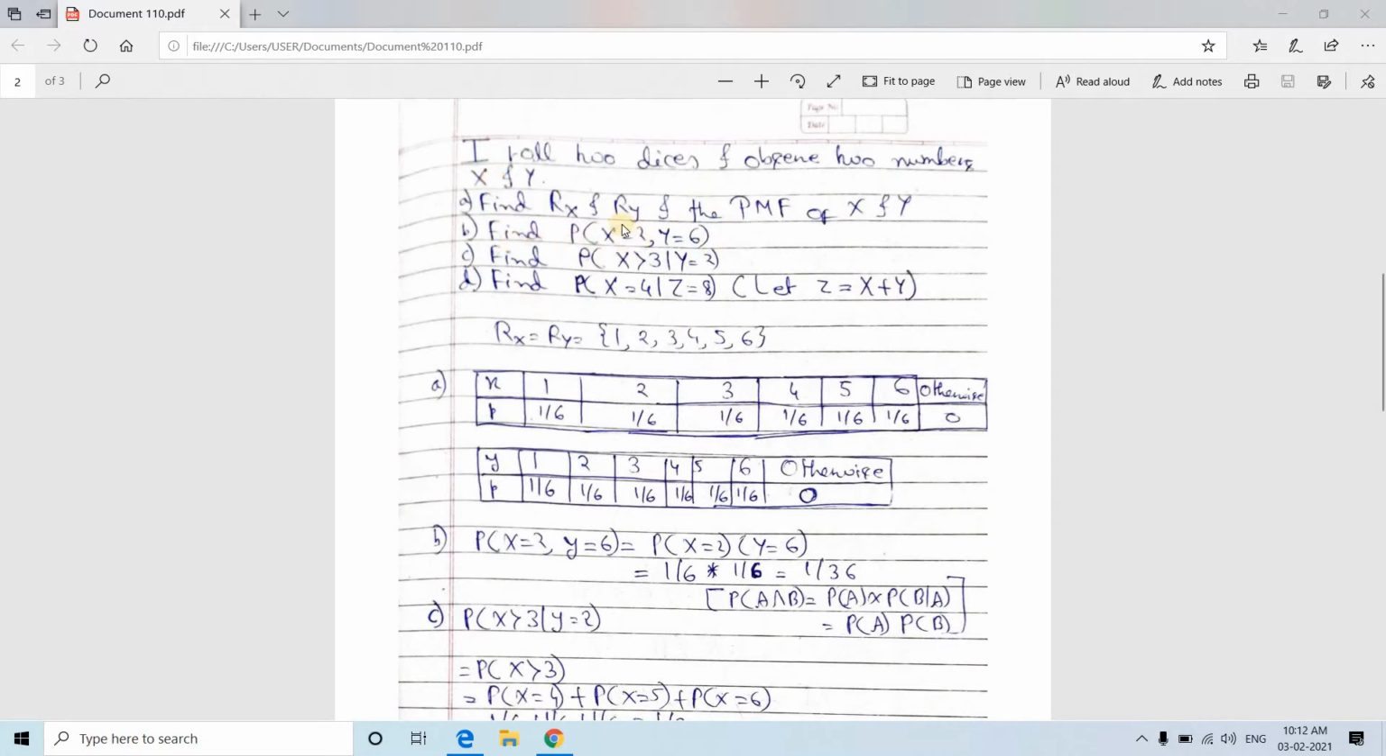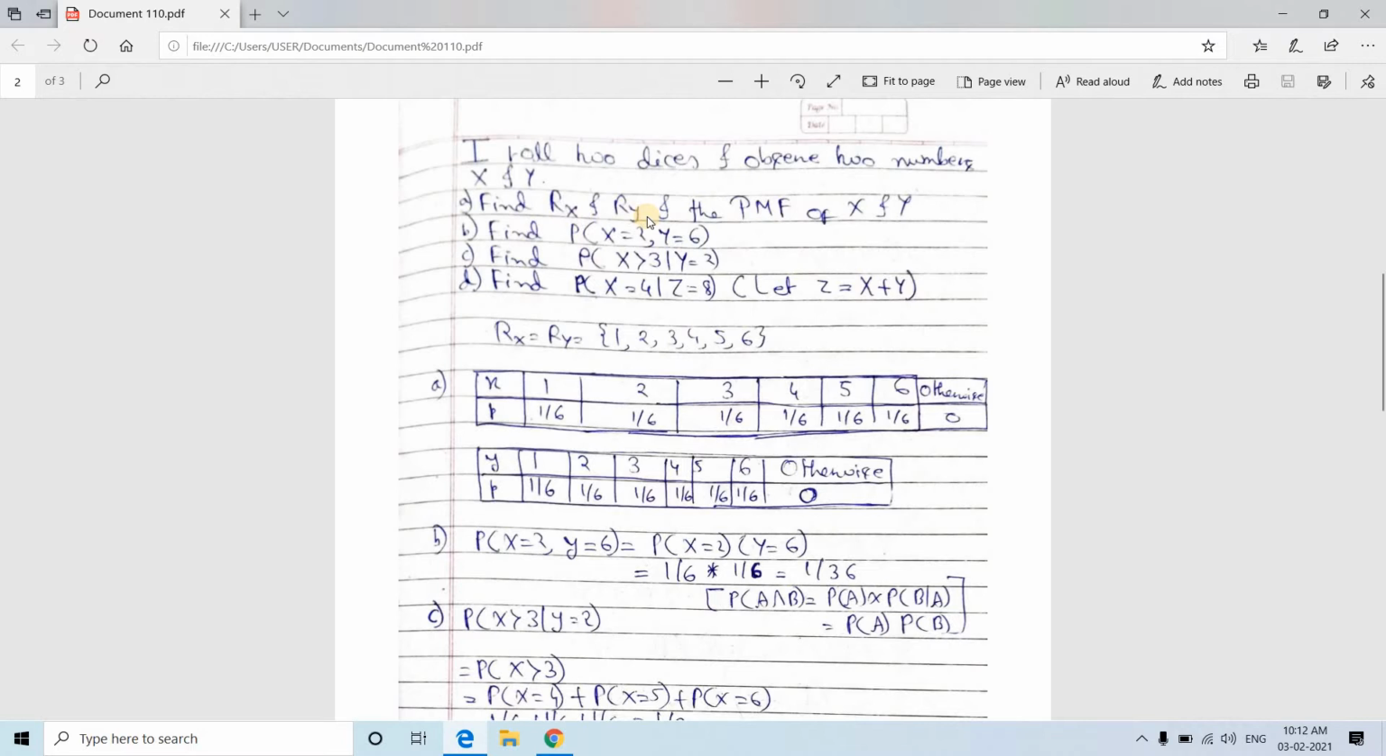Now find P of x equal to 2 and y equal to 6. Find P of x greater than 3 provided that y equal to 2 already happened. That is the conditional probability of x greater than 3 given y equal to 2. Then find P of x equal to 4 given z equal to 8, where z is nothing but the addition result of these two random variables, z equal to x plus y.